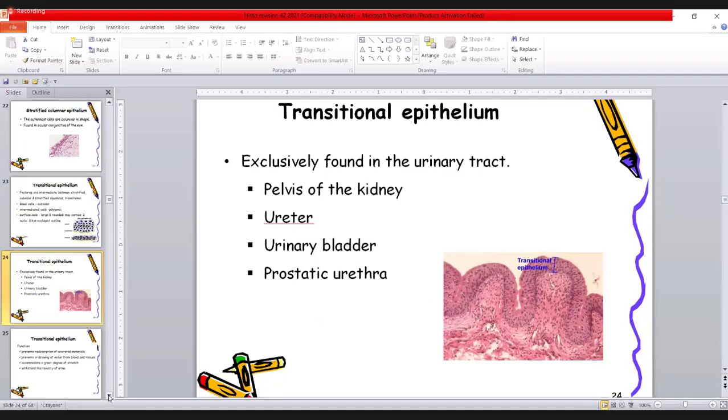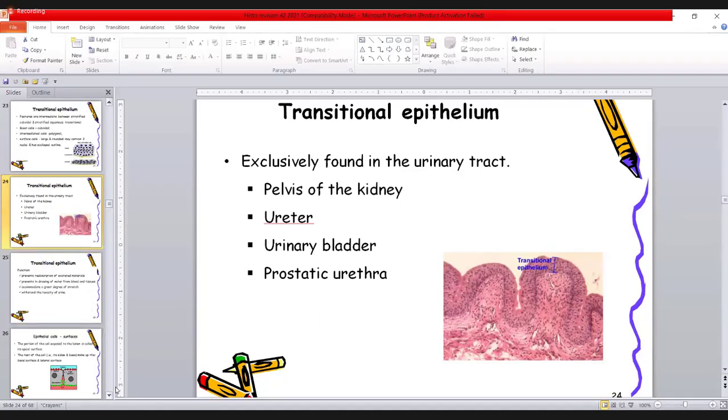No answer? They have more than 4 to 5 layers. Okay, good. They have 3 layers with changing morphological shapes: basal layer cuboidal, intermediate layer polygonal. Apical will have large rounded cells, either uninucleated or binucleated. And the surface is scalloped. You know what a scallop is, right? Scalloped surface outlines.